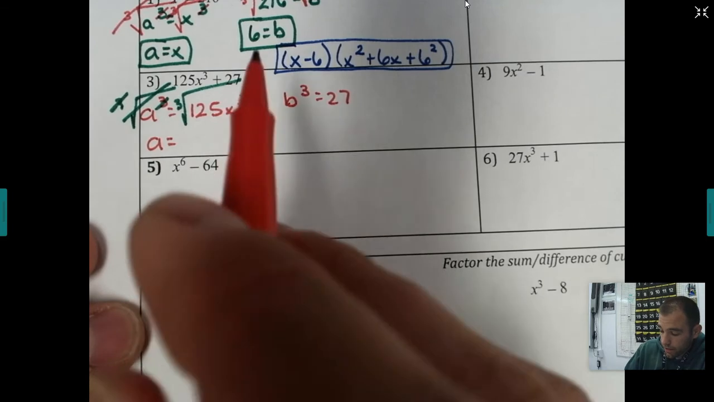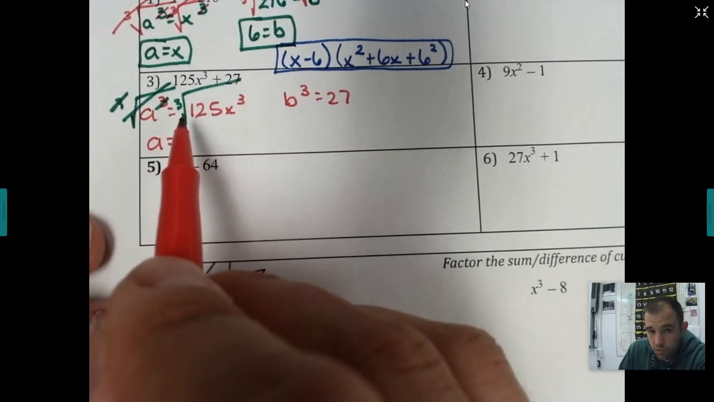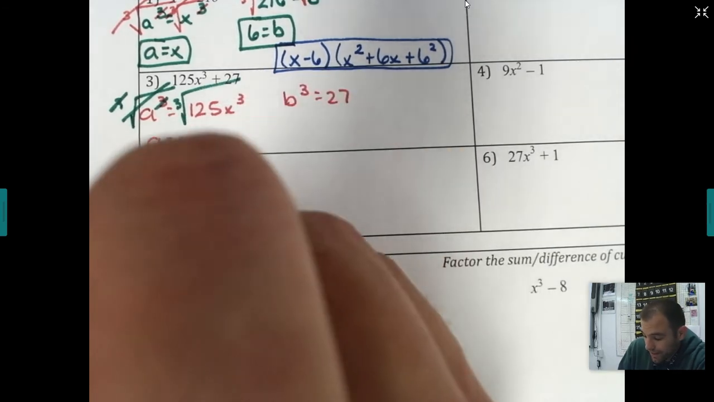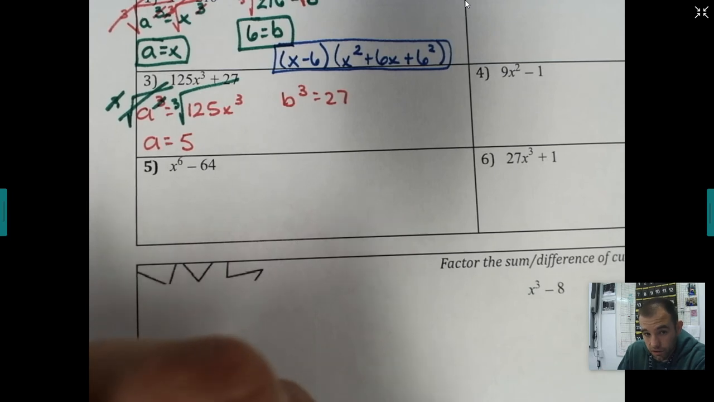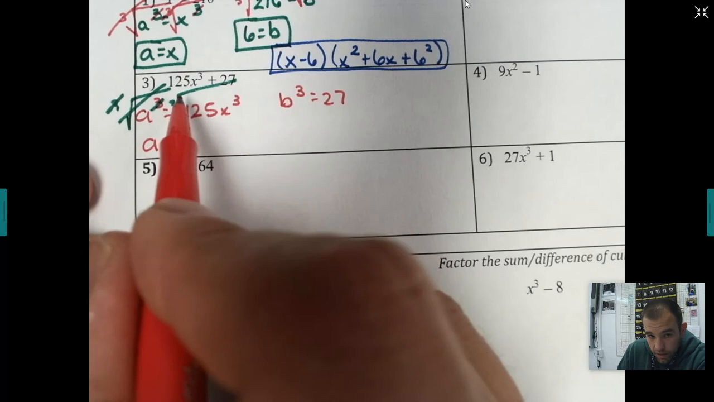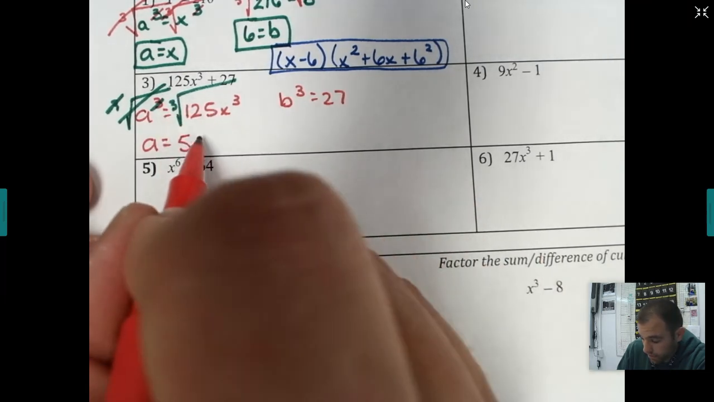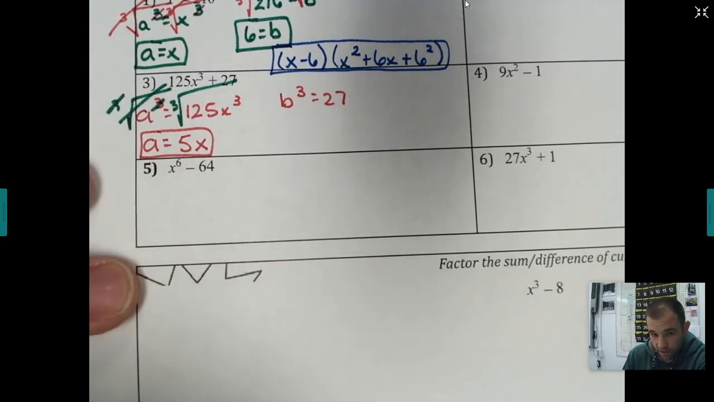And then on the right side, the cube root of 125. If you put that in your calculator, the cube root of 125 is 5, because 5 times 5 times 5 is 125. And then this x cubed and that cube root cancel each other out, so it's just 5x. So I now know that a is 5x.